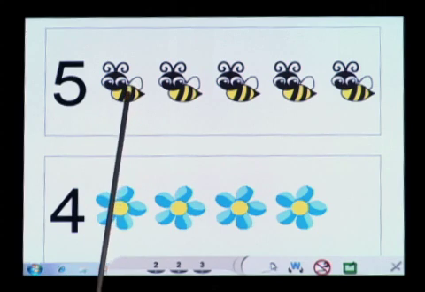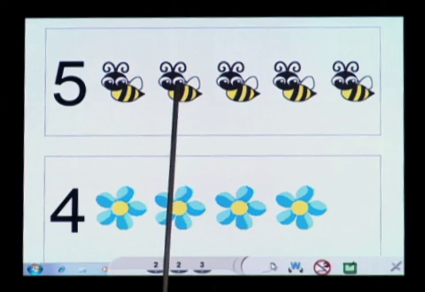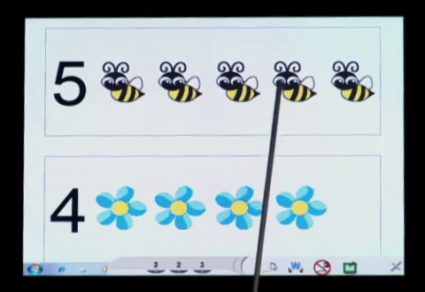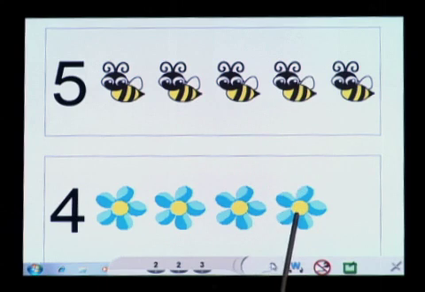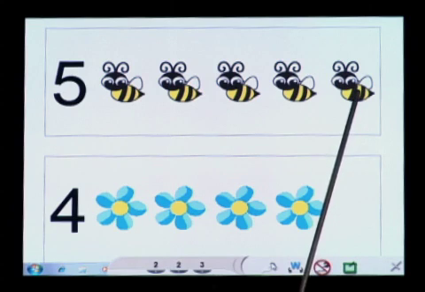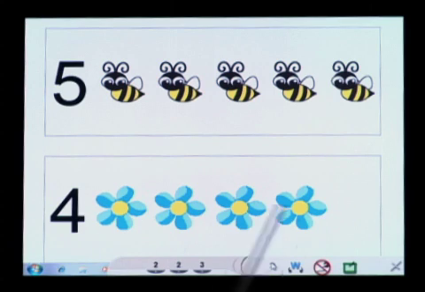So this bee goes with this flower. This bee goes with this flower, this bee goes with this flower, and this bee goes with this flower. And we ran out of flowers, but we still have one more bee. So which group has less? The group of 4 flowers. This group has less, so we'll click on it.